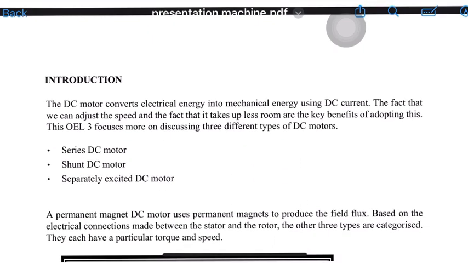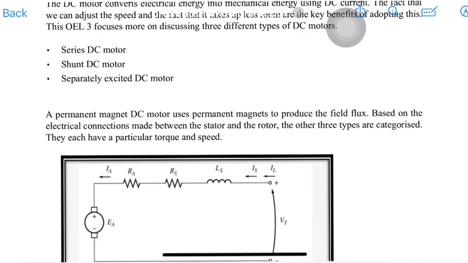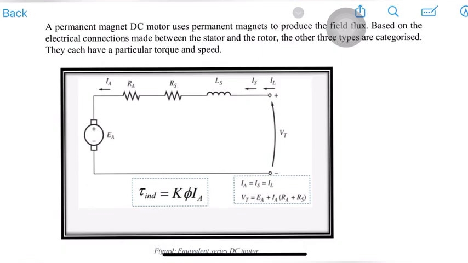For the introduction, the DC motor converts electrical energy into mechanical energy using DC current. The fact that we can adjust the speed and the fact that it takes less room are the key benefits of adopting this. The types of motor are series DC motor, shunt DC motor, and separately excited DC motor. A permanent magnet DC motor uses permanent magnets to produce the field flux, based on the electrical connection made between the stator and the rotor. The other three types are categorized. They each have a particular torque and speed.